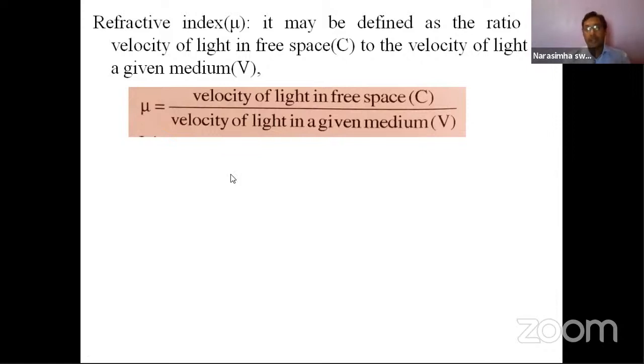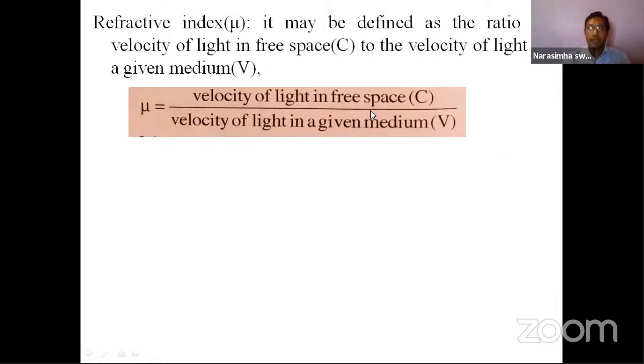So that ratio, the velocity of light in air to the velocity of light in the medium, gives the refractive index of that particular medium, meaning the medium in which you are sending the light ray.